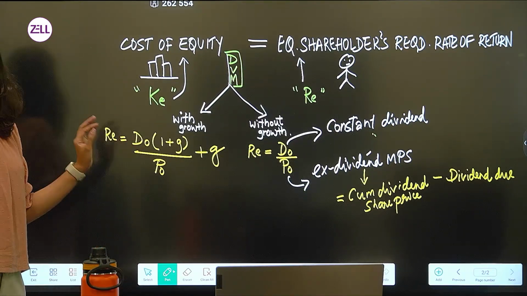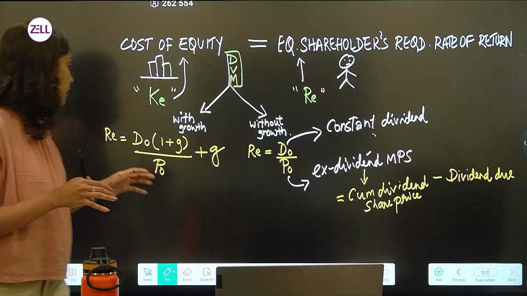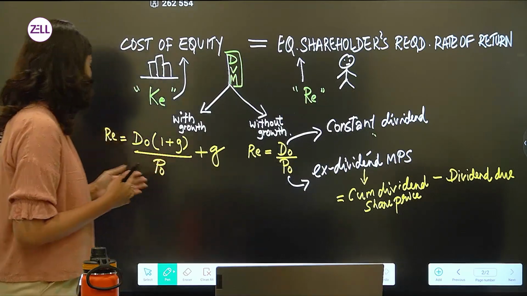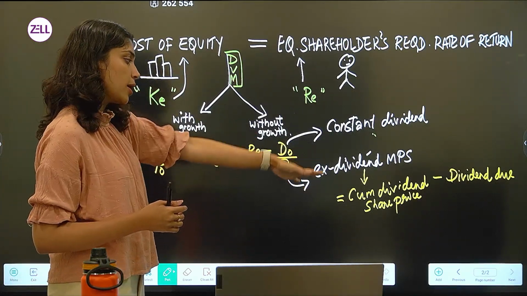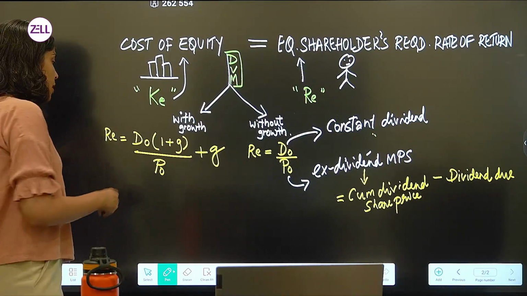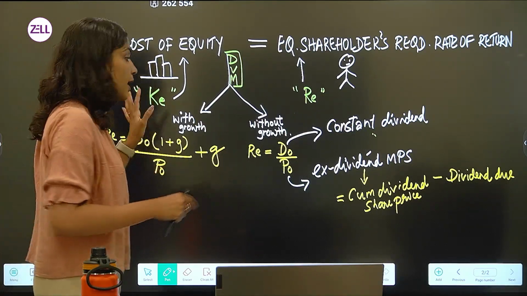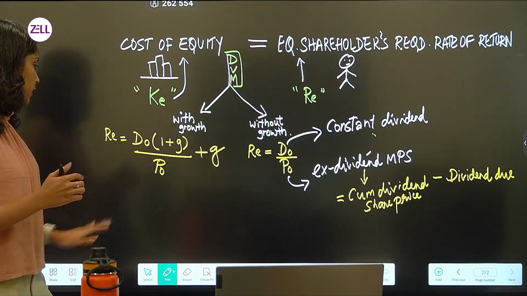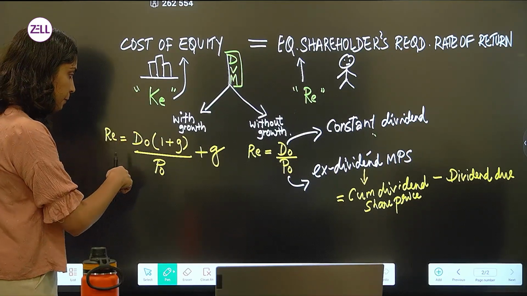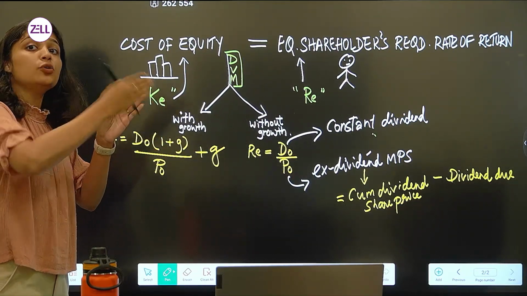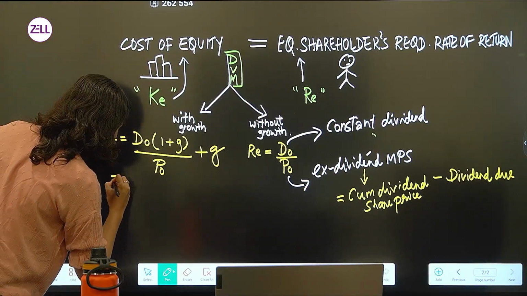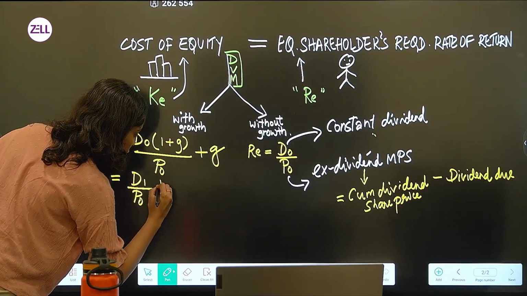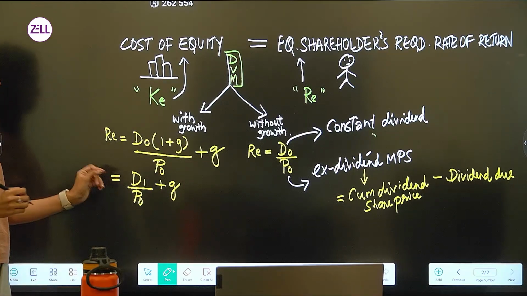So, over here, what's happening? You know that D0 is nothing but the current dividend, correct? And G over here, no brainer, it means it's the growth rate, correct? P0 is nothing but your ex-dividend market price of the share. So, that thing remains the same. And what are we calculating? Here we are assuming that there is growth, correct? So, the same formula, now D0 is current dividend. D0 into 1 plus G is the next year's dividend. So, I can write this formula as D1 divided by P0 plus G. I can write it this way also.